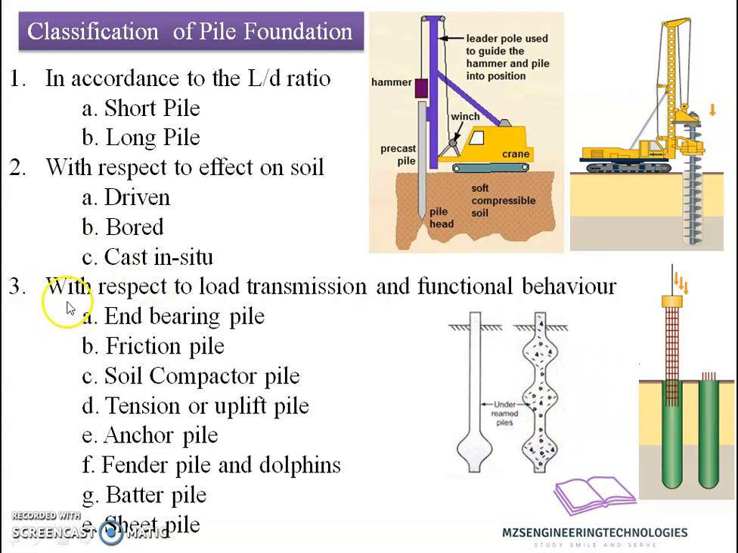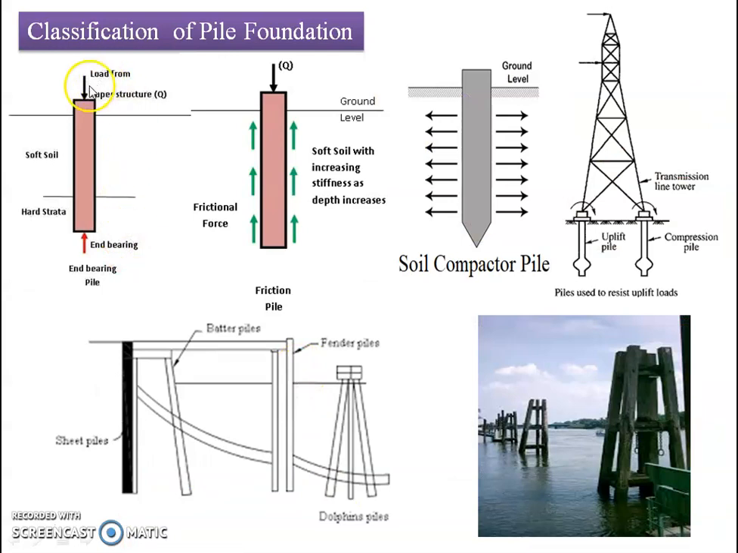Now, the third classification is with respect to the load transmission and functional behavior. So here the load transmission and functional behavior will form the basis for the classification, like end bearing pile, friction pile, soil compaction pile, tension or uplift pile, anchor pile, fender pile and dolphins, batter piles, sheet piles. Let's have some mechanism here. Look over the mechanism here.